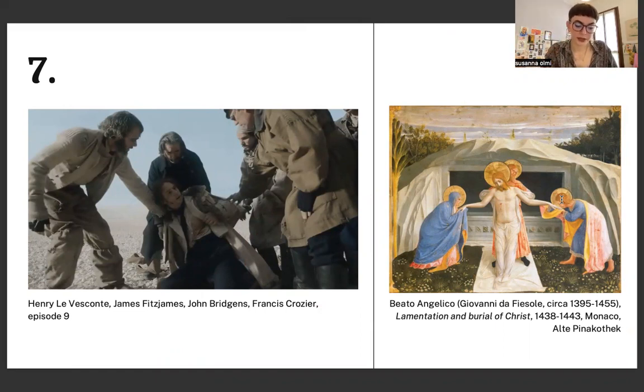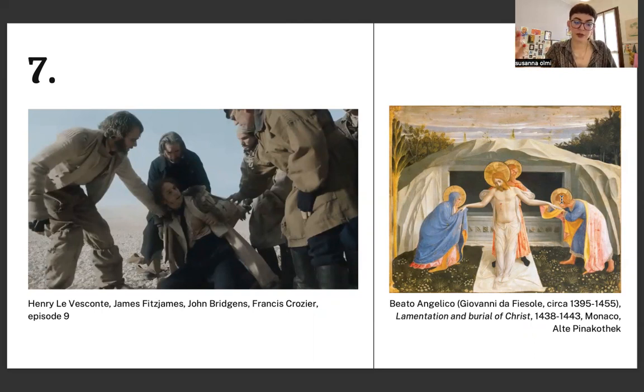It both looks like they are helping Fitzjames to his feet again and helping him to lay down too, like in a deposition from the cross scene, which is the moment that precedes the lamentation. Moreover, it almost looks like Bridgens is either holding Fitzjames' body or is about to pull him across his lap, like the Virgin Mary will do with Christ in a Pietà piece, which is basically a lamentation but only presenting the Virgin Mary and Christ.